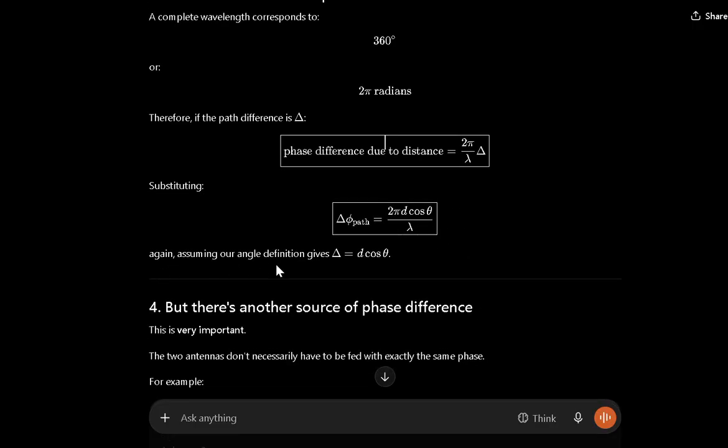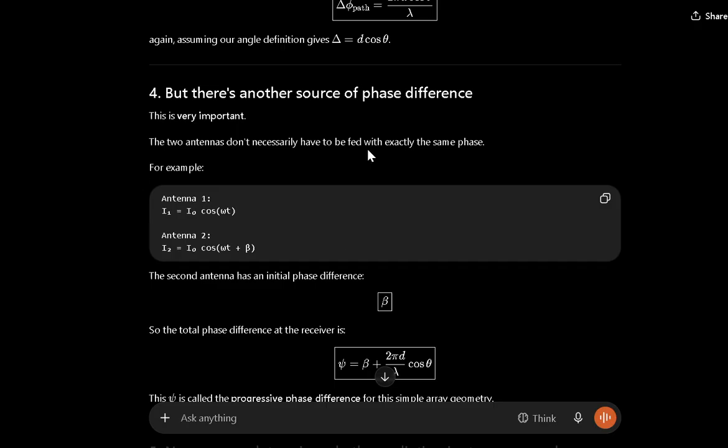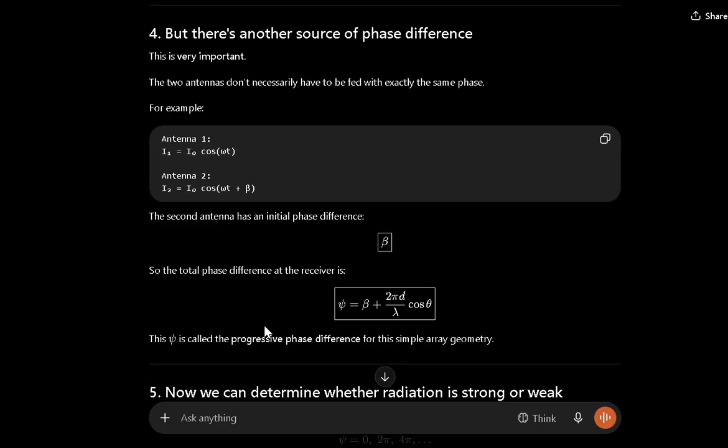Again, assuming our angle definition gives delta equals d cos theta, but there is another source of phase difference. This is very important. The two antennas don't necessarily have to be fed with exactly the same phase. For example, antenna 1: I1 equals I0 cos omega t. Antenna 2: I2 equals I0 cos of omega t plus beta. The second antenna has an initial phase difference beta. The total phase difference at the receiver is beta plus 2 pi d cos theta by lambda, the progressive phase difference for this simple array geometry.